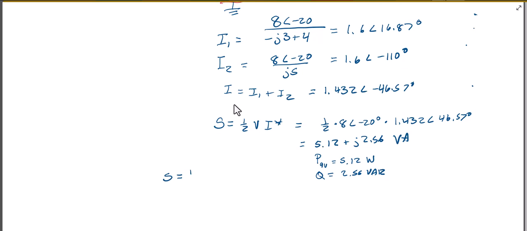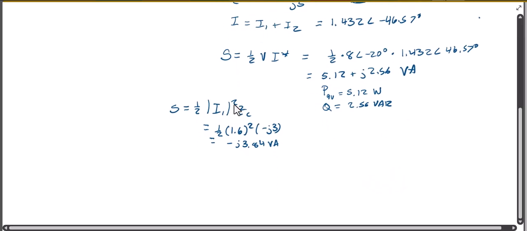Now if we just want the capacitor, probably easiest to use the formula 1/2 magnitude of I1 squared times the impedance of the capacitor. Now the magnitude of the current is just 1.6, so 1.6 squared times the impedance of the capacitor, which is minus J3. And if you multiply that out, you get minus J3.84 VA. Now it's VA because we're calling it the complex power, but it is, of course, all reactive.